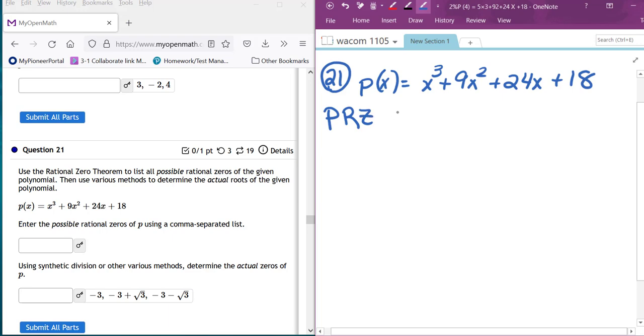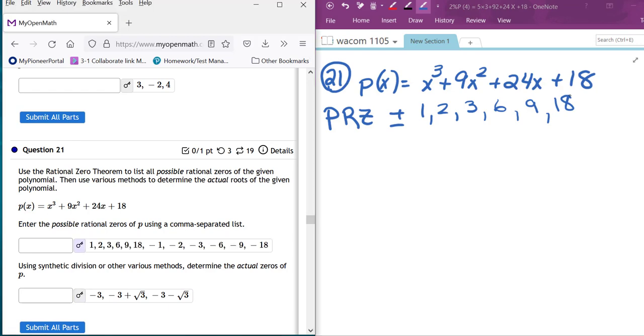Remember, it's plus or minus factors of the constant term over factors of the leading coefficient. Your leading coefficient is again 1, so you don't have to write that in the denominator. We'll just do factors of the constant term. So 1, 2, 3, 4 doesn't work. It doesn't go evenly into 18. 5, no. 6, 9, and 18. So those are our choices. Again, on this problem, you don't have fractions, and that's going to be important in this problem.